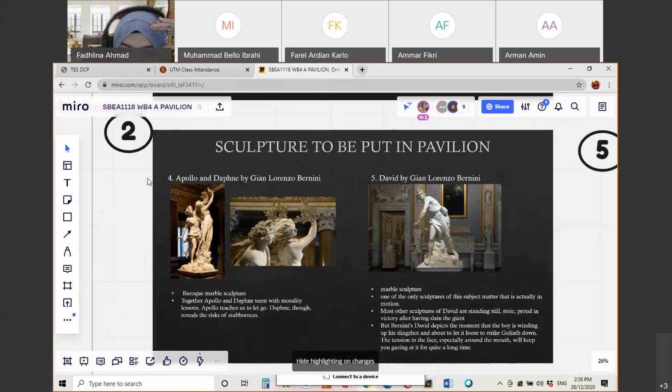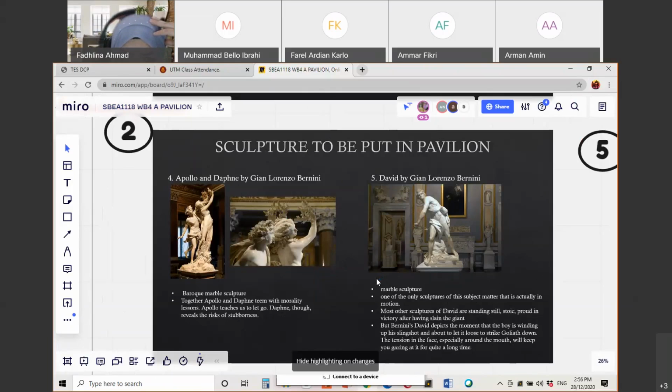the Apollo. Should I tell the story? What is that? It's okay. You can just proceed.